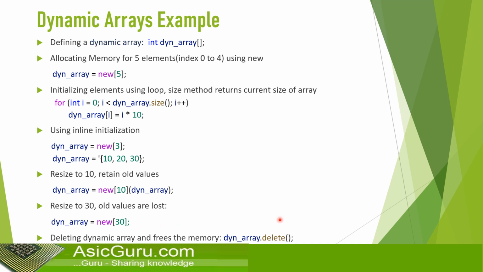Finally, we are using the delete operator for deleting the array, and it frees the memory, resetting it to an empty state. So this example shows the power of dynamic arrays. Firstly, we are defining with no initial size, allocating with the new operator, initializing with loops or inline values, resizing with retention or overwrite, and finally cleaning up with delete. So these features make them very handy for verification scenarios.